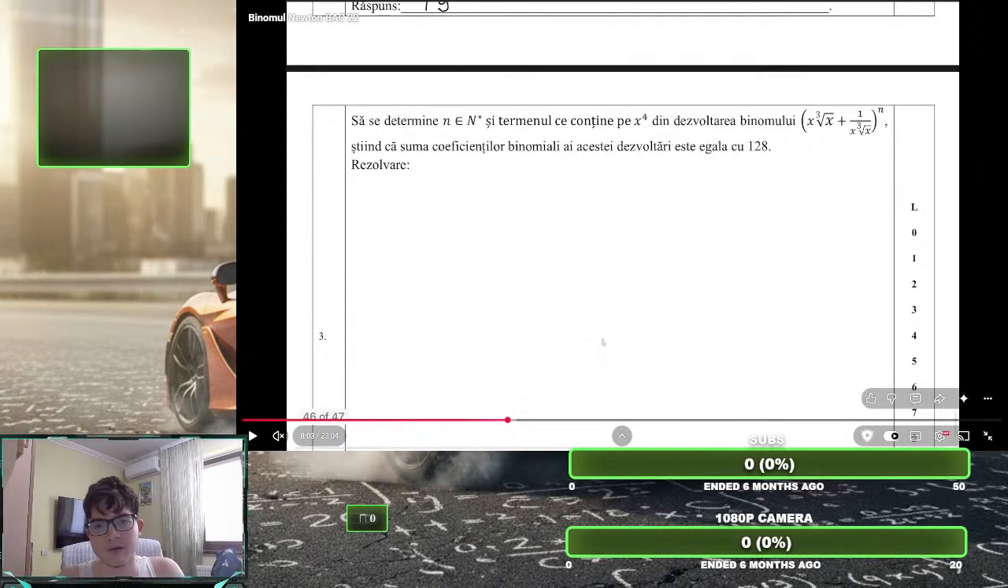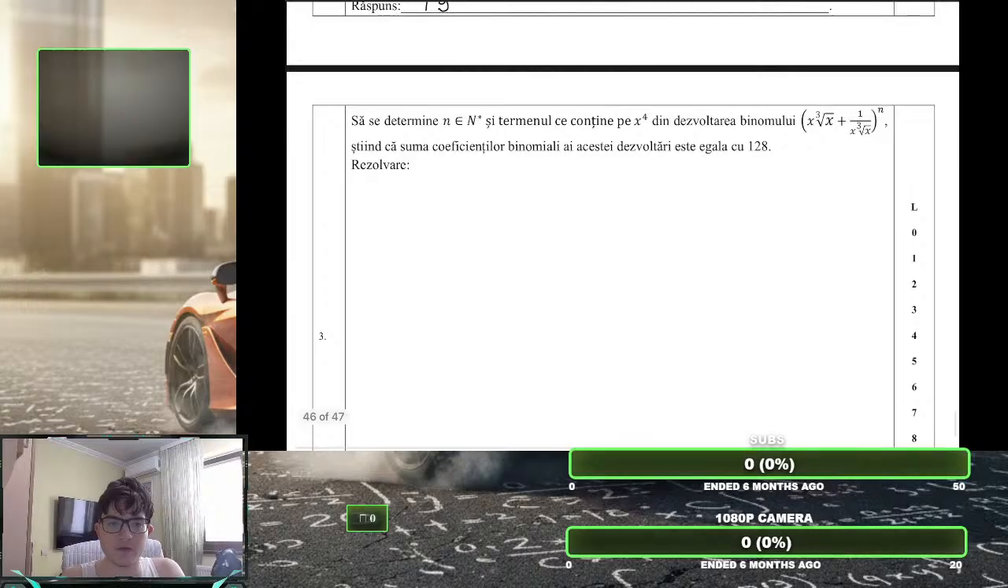Okay, so we've got this now. Find n, which is a natural number but not 0, and the term that contains x to the power 4 in the expansion of a binomial. You can see the binomial here. Knowing that the sum of binomial coefficients of this expansion is 128.